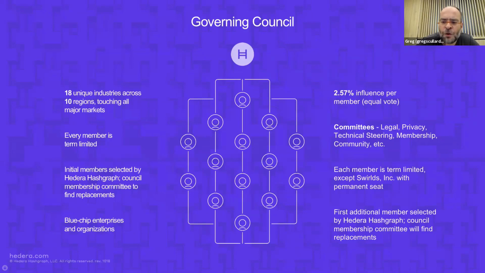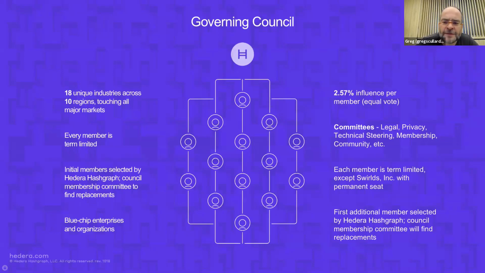It means that no one industry, be it banking, insurance, or automotive, can take control of the network. They will be fighting with the 17 other industries that are represented by the council members in terms of their individual interests, if you want, as industries. Each member has an equal 2.57% influence. That's 1 divided by 39, or 100 divided by 39.